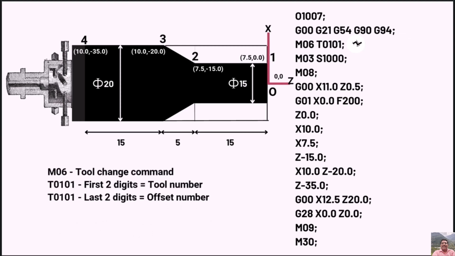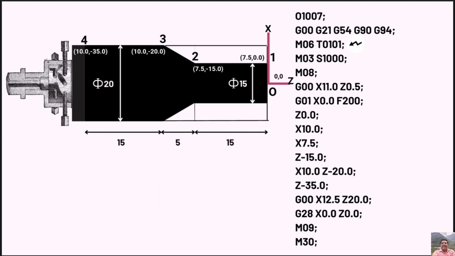In the third line, we are invoking the tool change command M06 and changing the tool to tool number 01. So T0101 is also written here, followed by end of block.